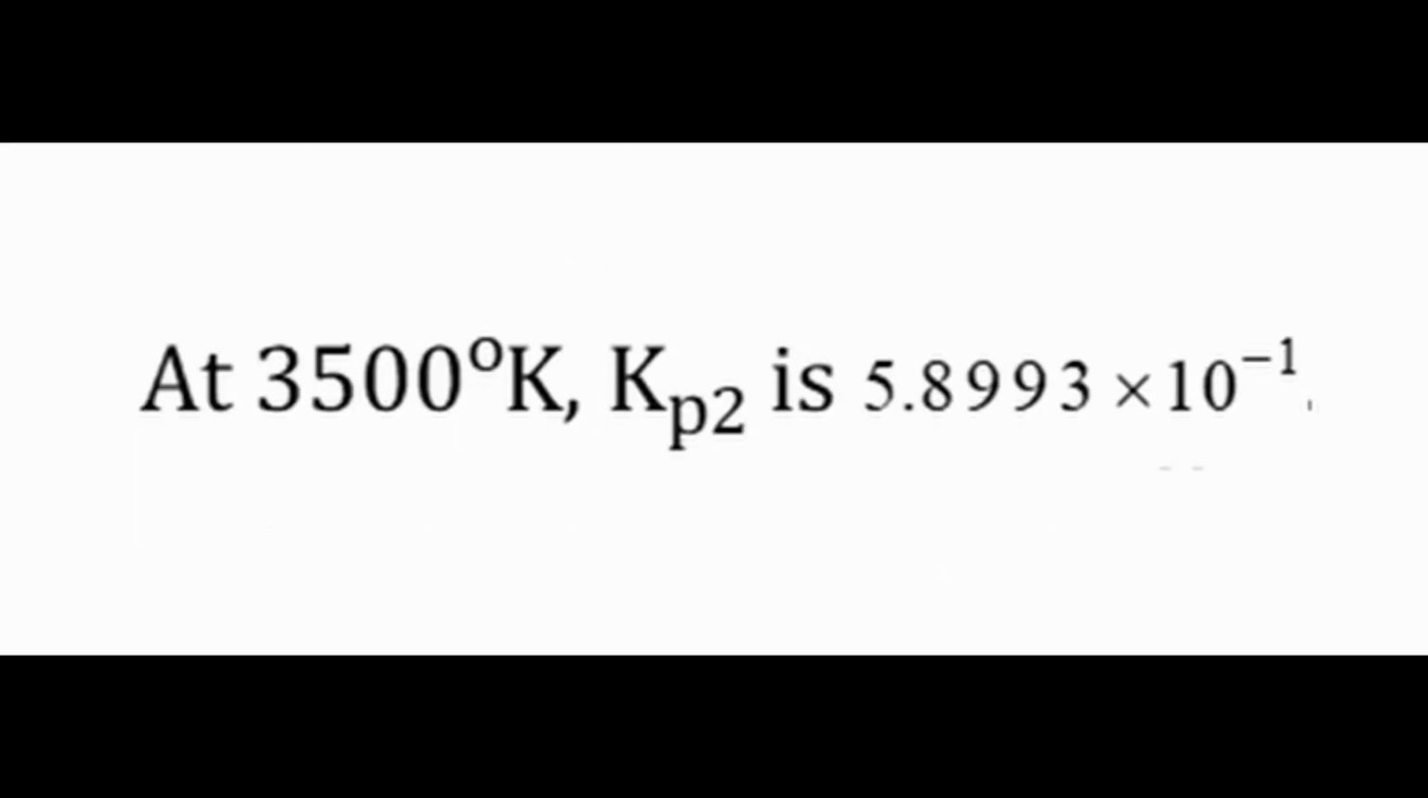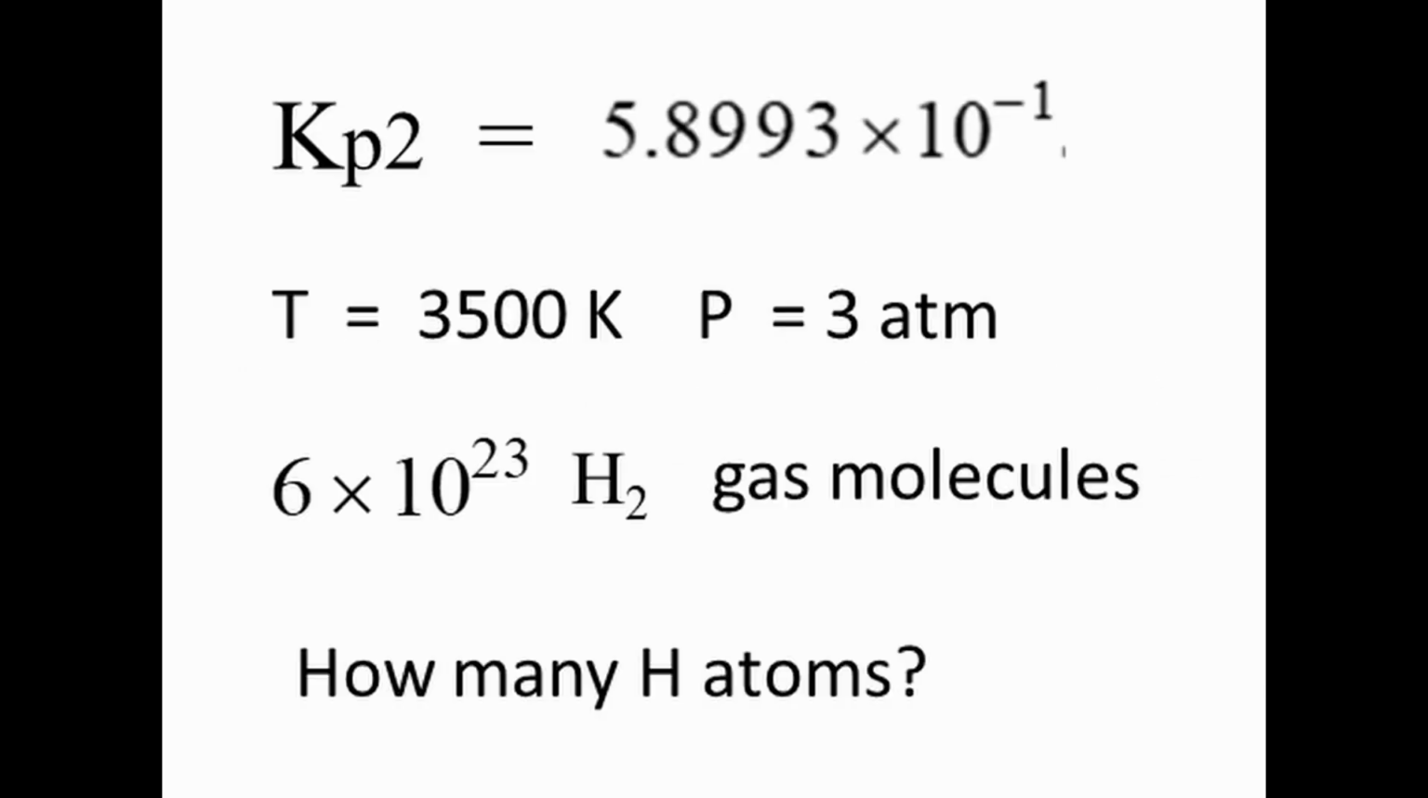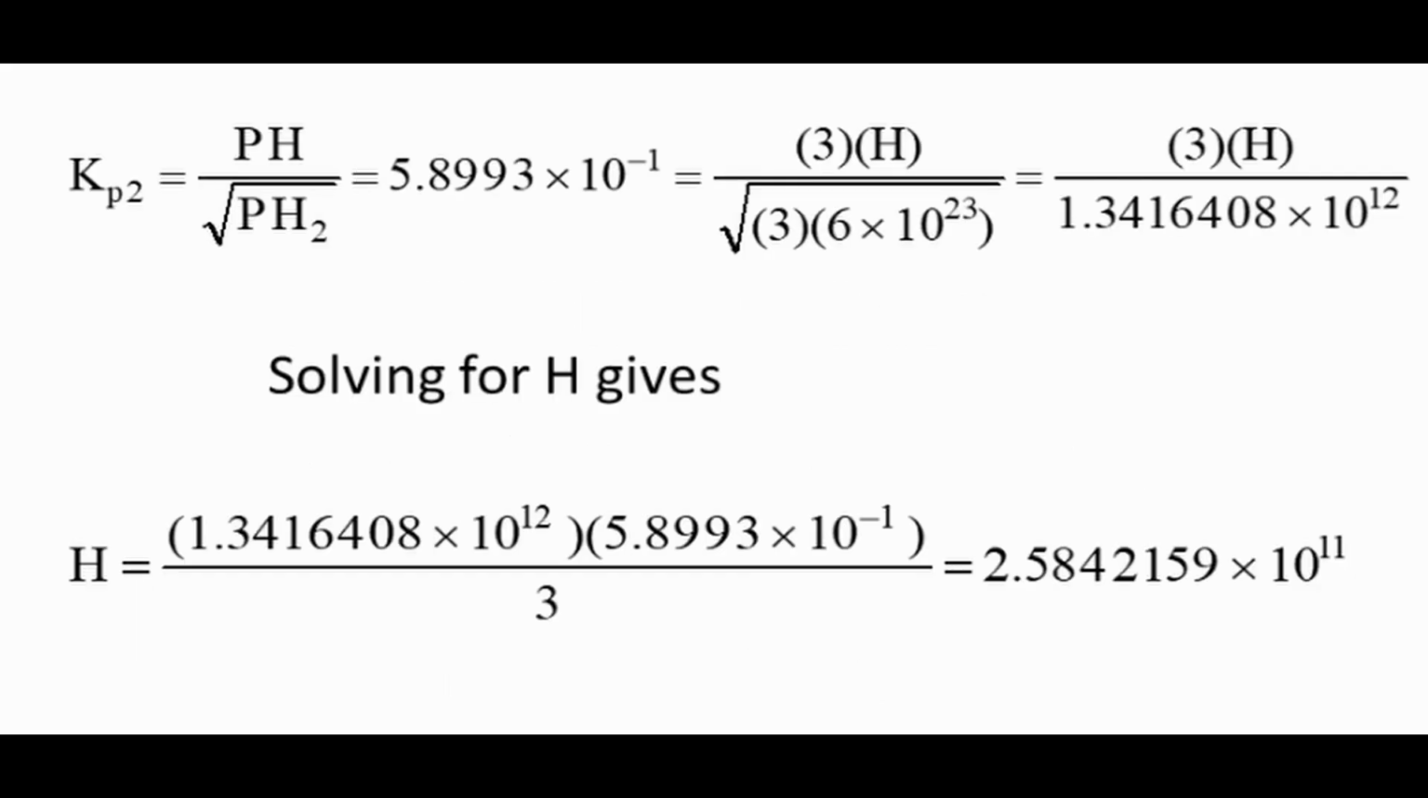At 3500 degrees Kelvin, Kp2 is 5.8993 times 10 to the negative 1. If at 3500 degrees Kelvin, in a pressure of 3 atmospheres, a vessel is known to contain 6 times 10 to the 23 hydrogen gas molecules, how many free hydrogen atoms must it also contain? We do a little algebra to solve for H, and we find the number of H atoms is 2.58 times 10 to the 11th.